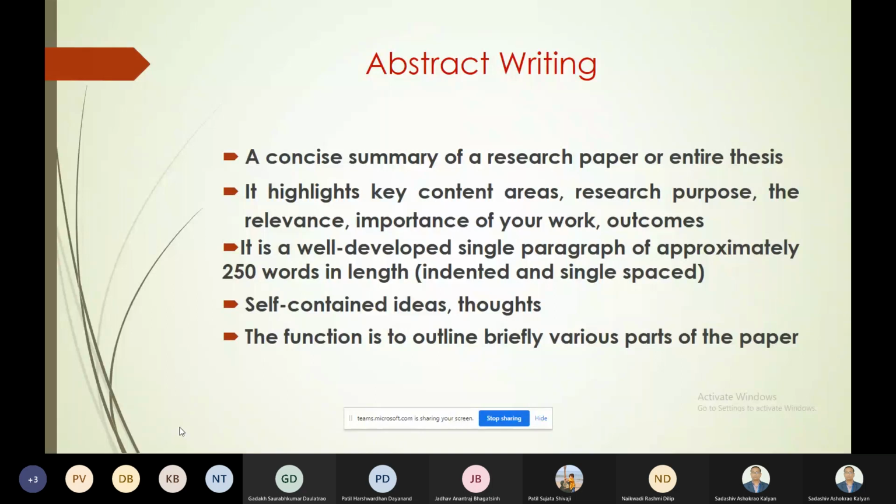It should highlight our keywords, that is our content, what the objective of our abstract is, and there should be some relevance and importance, and at the same time what kind of outcome should come from our abstract. That's why abstract writing is considered one of the complex tasks, but once you have done good practice, it can be useful to you.